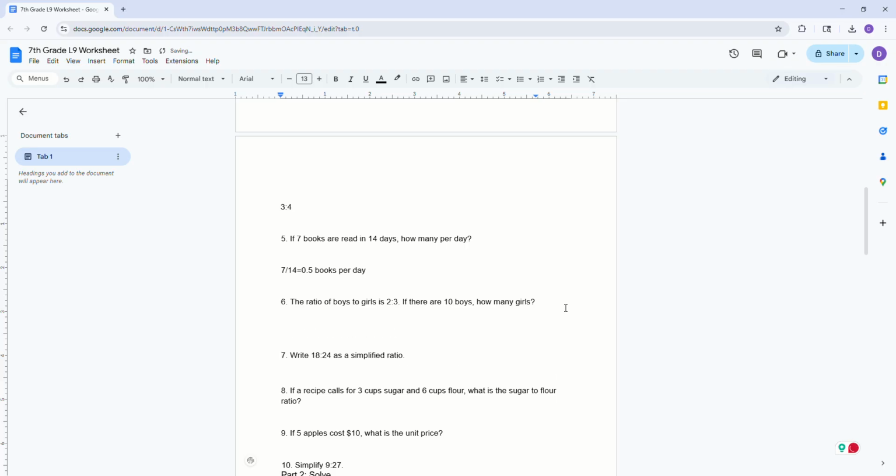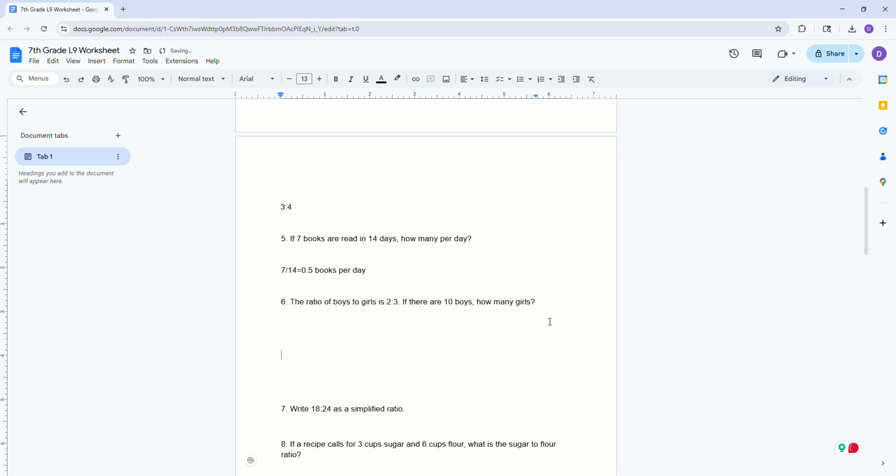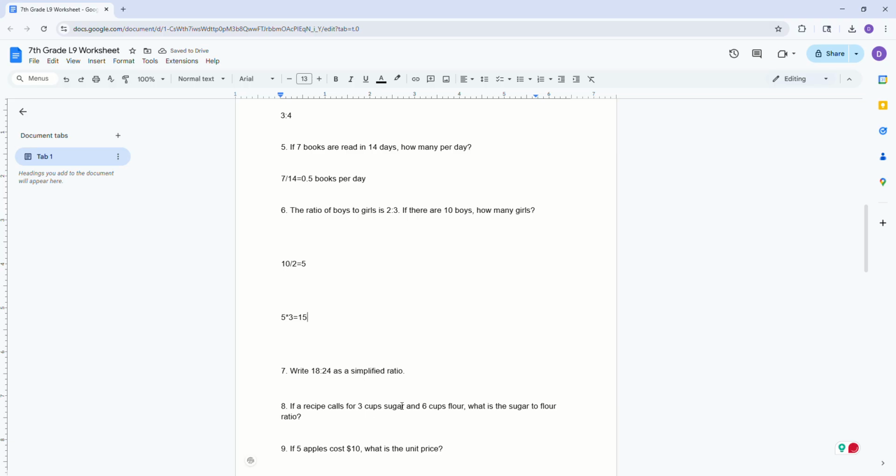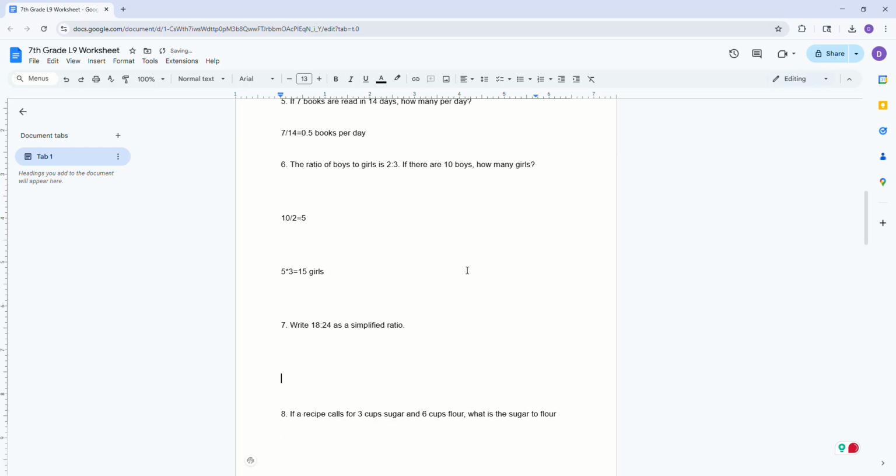Number 6 is asking, the ratio of boys to girls is 2 to 3. If there are 10 boys, how many girls? So we need to see the multiplier here. 10 divided by 2 would be 5. So we need to multiply 5 and 3, because 3 is the ratio of girls and 5 is the multiplier. So it would be 15 girls.